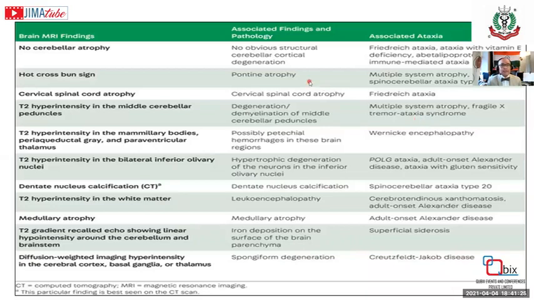This slide identifies for you the MRI features of cerebellar dysfunction.